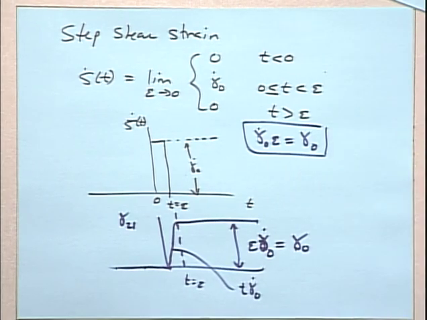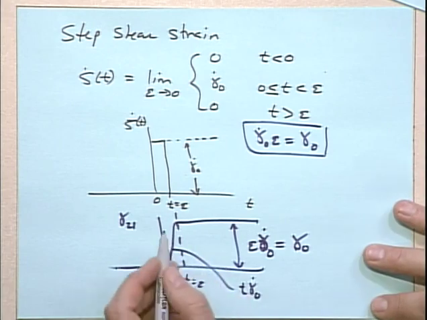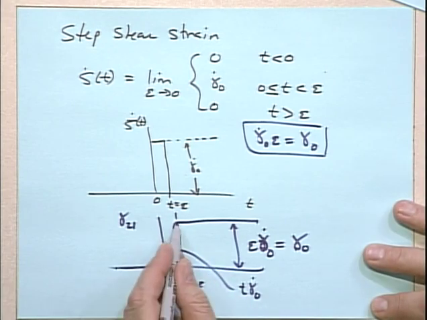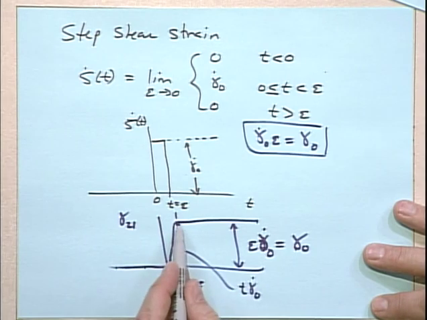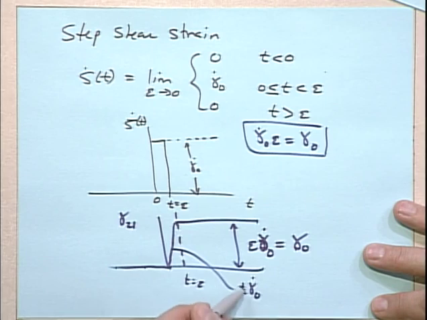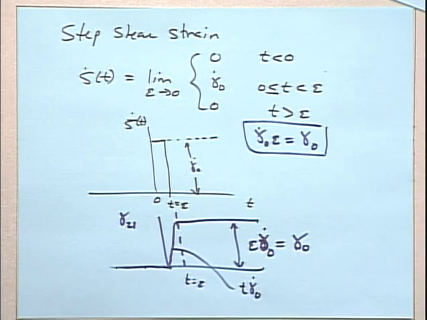Sorry about that. So all I'm doing is plugging in the time for this location, which is where I know that strain is. This line is t times gamma dot naught for all times, and at this time here, t equals epsilon, it's equal to epsilon gamma dot naught. That's the strain in this step strain.